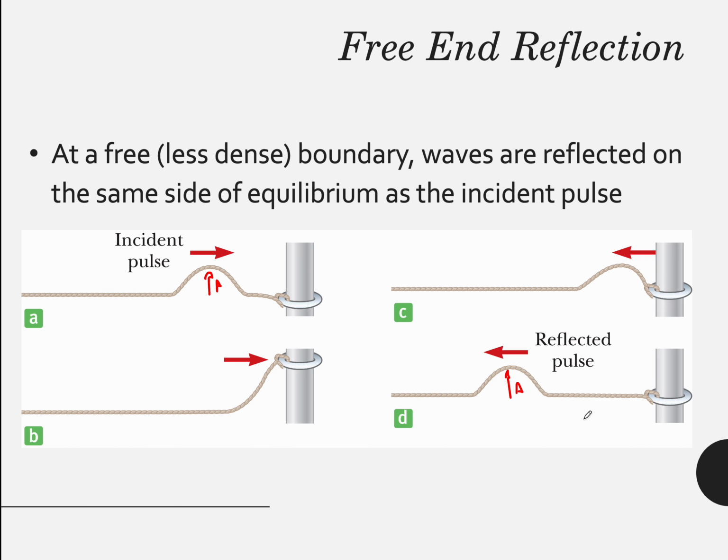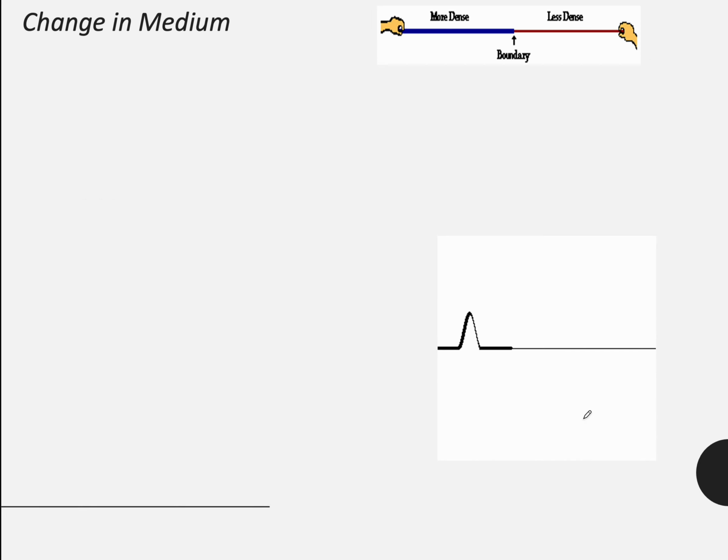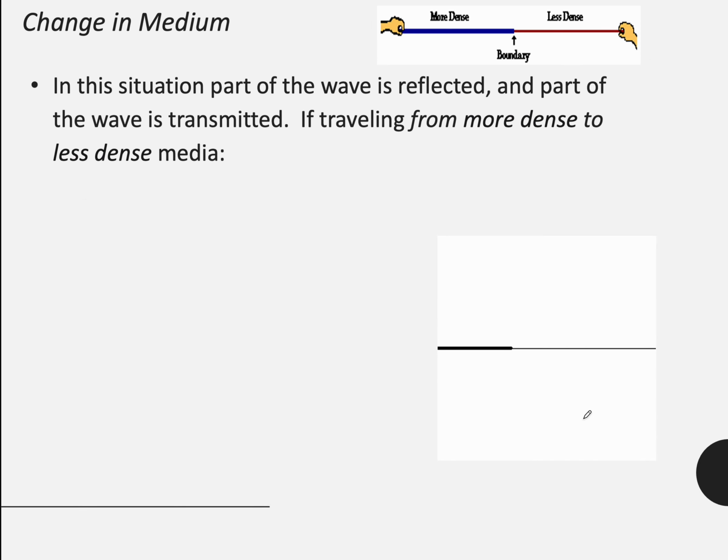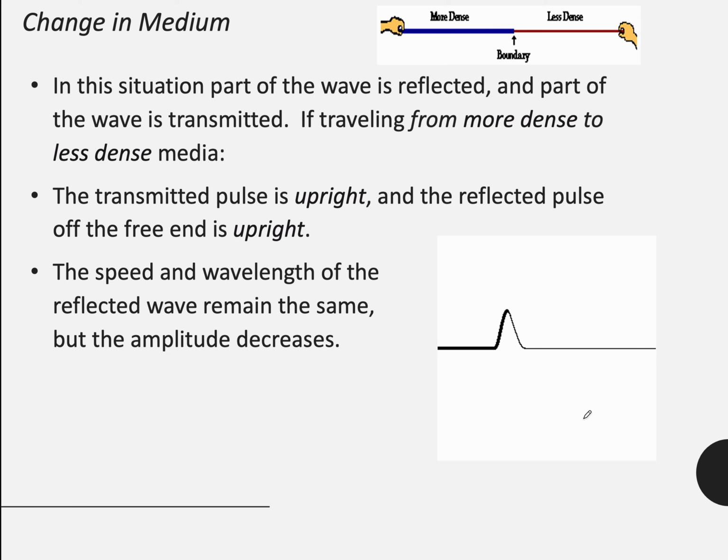Might be smaller if some of the energy gets transferred to the object. So take a quick look at this one. In this case, notice that it comes in with some velocity, and the velocity that it comes back with is also the same, but in this case the amplitude gets smaller. Why? Part of the energy got transferred to this less dense medium where it moves at a much larger velocity.